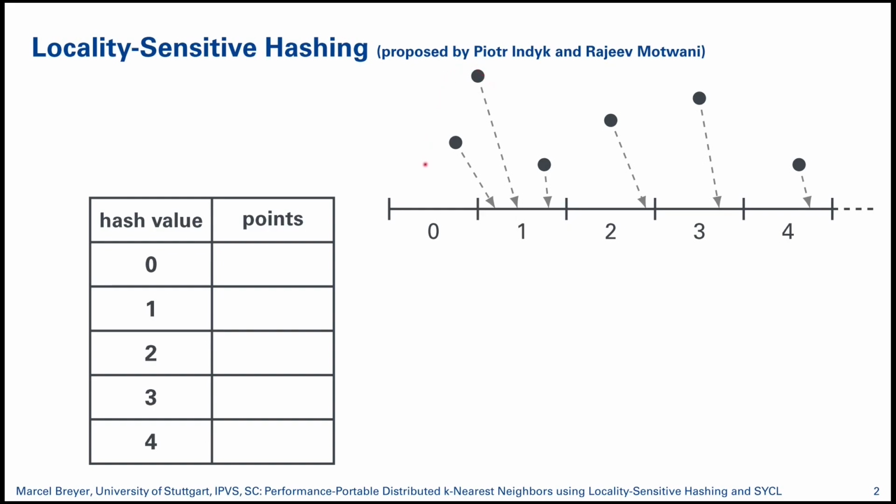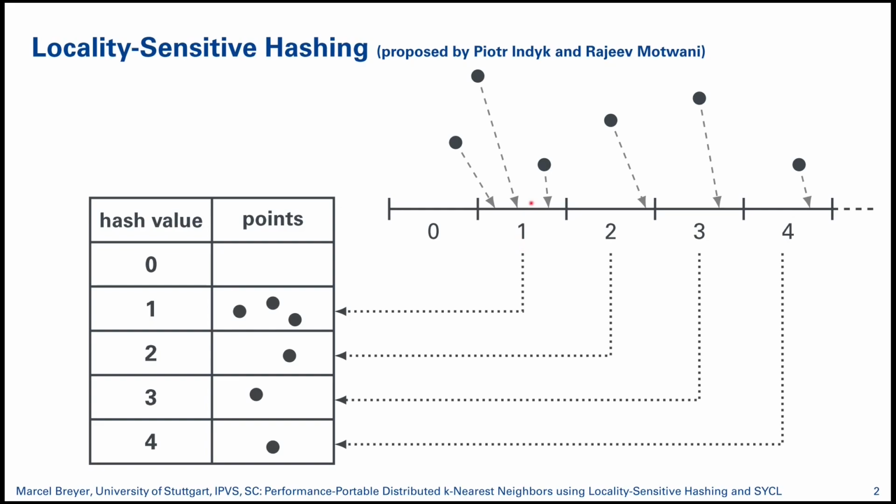They have a special property. Given two data points, if the data points are close or similar to each other, they have the same hash value with high probability. However, if two data points are far away from each other, they have the same hash value only with a small probability. Now, the locality-sensitive hashing algorithm calculates these mappings for each data point. In this example, those three data points have the mapping value 1, and then the points are inserted into the hash table according to their mapping value. So those three data points are inserted into hash bucket 1.